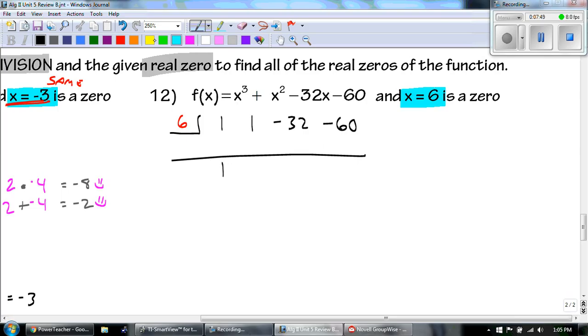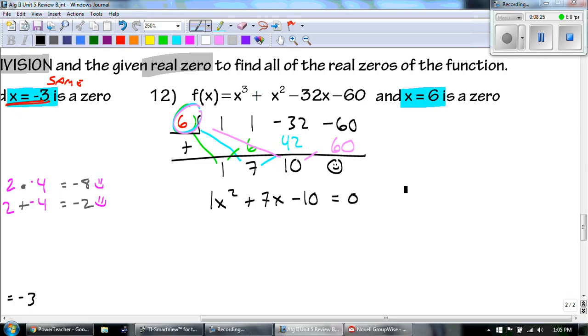So we drop the 1. 6 times 1 is 6, and 1 plus 6 we get 7. That's right, because we're adding those. 6 times 7 is 42. -32 plus 42 is a +10. And then 6 times 10 is a +60. And we get 0. So we get 1x squared plus 7x minus 10 equals 0.